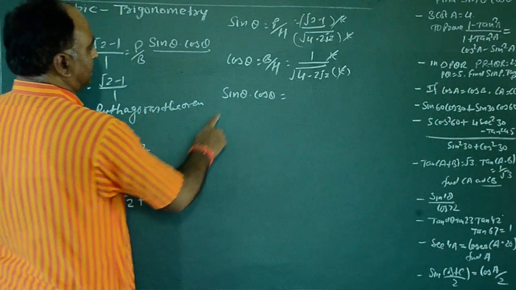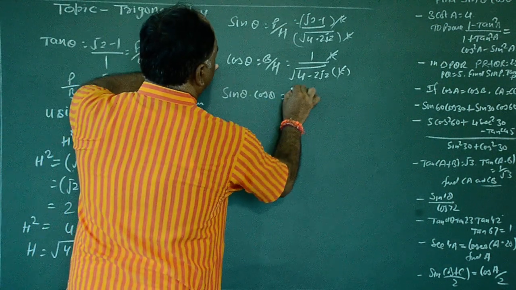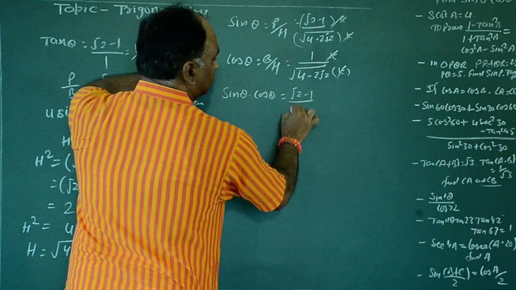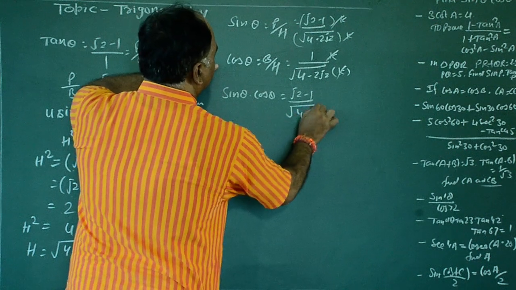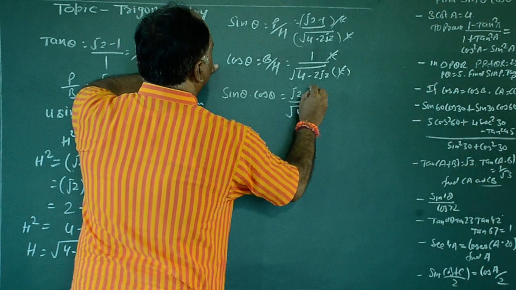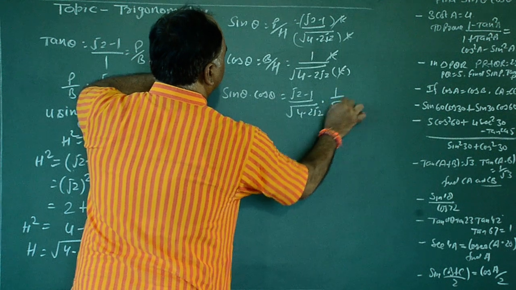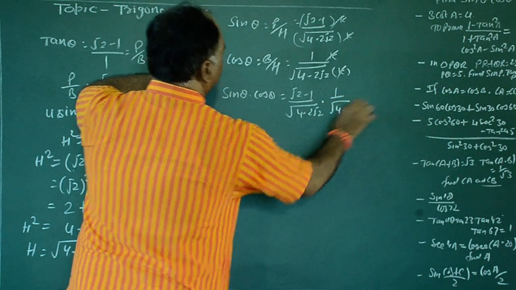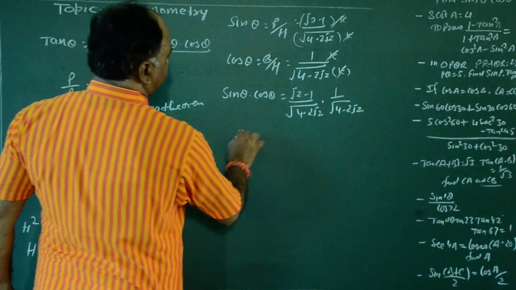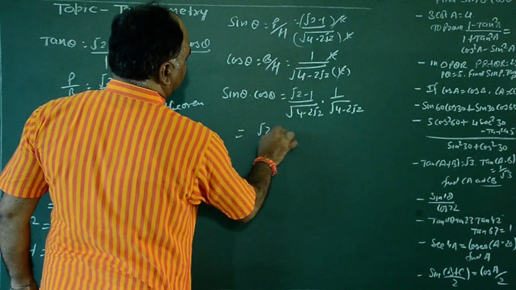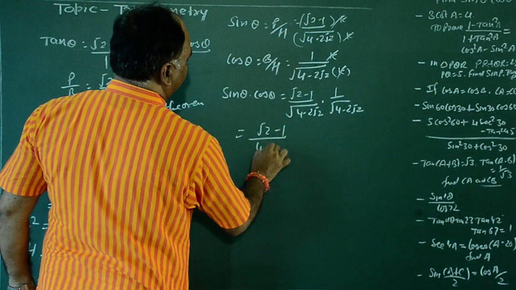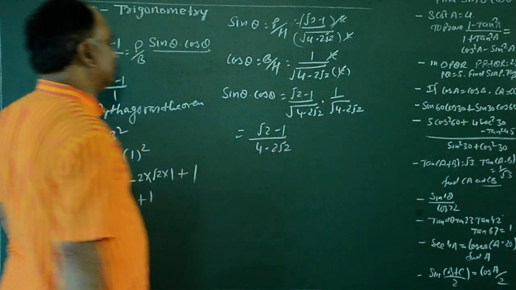So put the value of sin theta, that is root 2 minus 1 upon root of 4 minus 2 root 2, into cos theta, that is 1 upon root of 4 minus 2 root 2. Multiplying, you get root 2 minus 1 upon 4 minus 2 root 2.